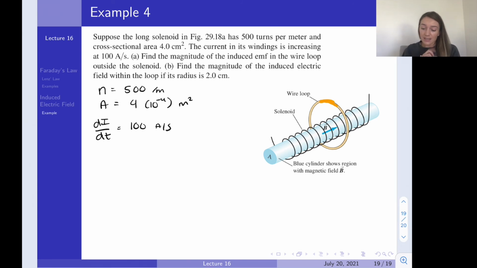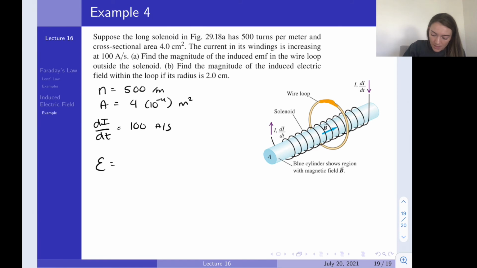So our current is increasing, and the current is going in this direction. So they tell us our current is coming in through this wire and leaving through that wire. So using the right-hand rule, you can see that the magnetic field is going to be going to the right. So, okay, we want to find now the induced EMF.